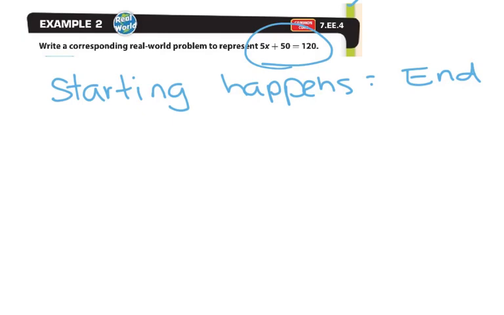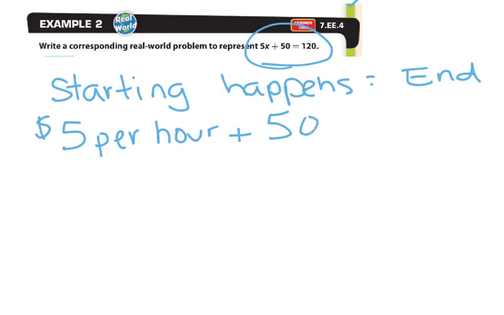Let's say that somebody is babysitting, and for every hour that they babysit, they get $5 per hour. So it could be the starting point, you get $5 per hour, right? And then something happens, you get a Christmas bonus. You were doing a really good job at babysitting, and so the people who you're babysitting for give you a $50 bonus. So $5 plus $50, and in the end, you end up with $120. And so my question would have to be, how many hours did you work?